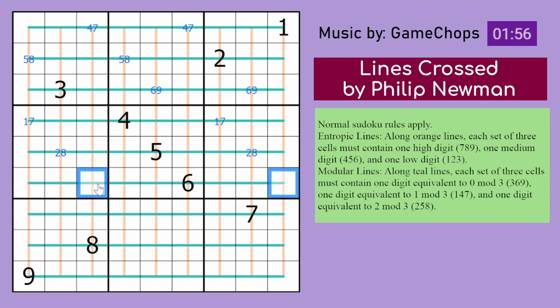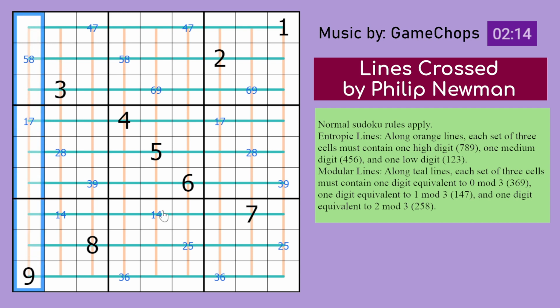Those cells are 3 and 9. Those cells are 1 and 4. 8 here means those cells are 2 and 5. 9 here means those cells are 3 and 6. And then we can probably go vertically and now say this 9 means that those digits are of the same level because it's an entropy line, and so must be 7 and 8.